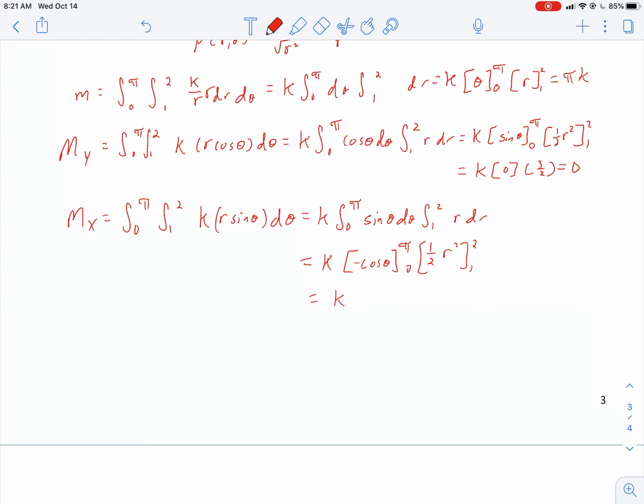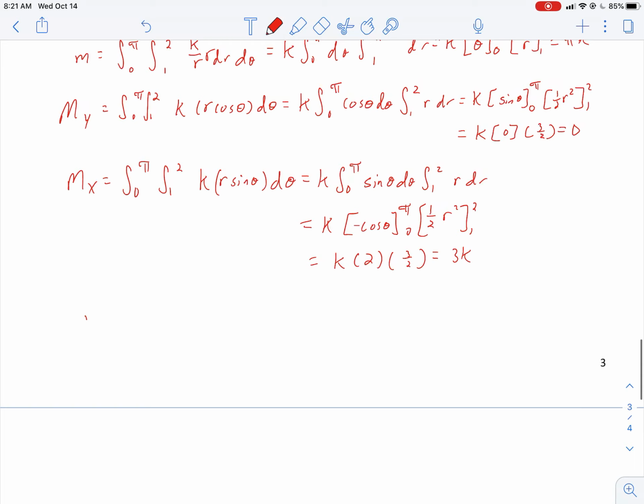So when we get k, cosine of pi is -1, but the negatives give +1. Then minus negative cosine of 0, which is +1, is going to be -1, but +1, so that's just going to give us 2. And then again, we're going to get 3/2 because it was the same as previous. And so it looks like we just have 3k.